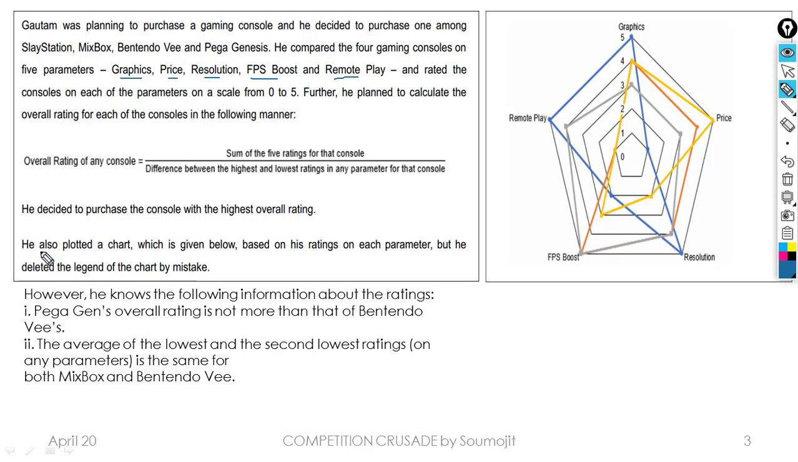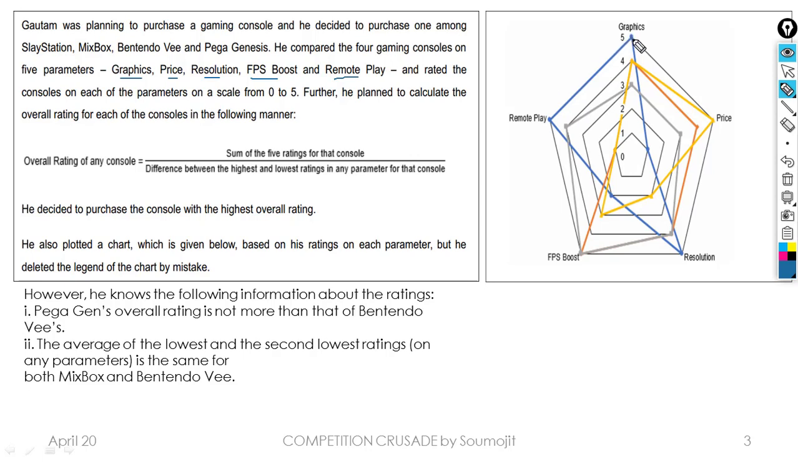Okay. He plotted a chart. This is a radar chart, also termed as a spider web chart. He plotted this chart, which is given below, based on his ratings on each parameter, but he deleted the legend of the chart by mistake. Legend basically means the table or anything which makes the chart readable. However, he knows the following information about the ratings. Pegagen's overall rating is not good.